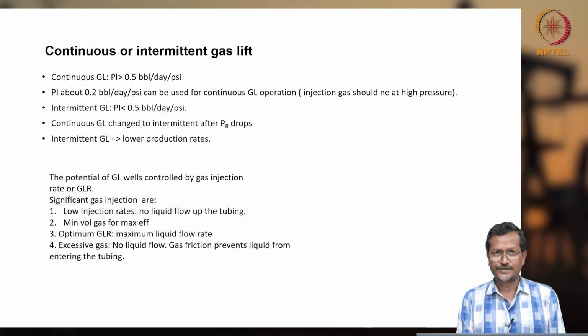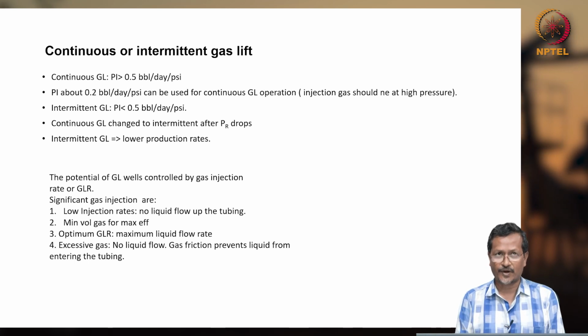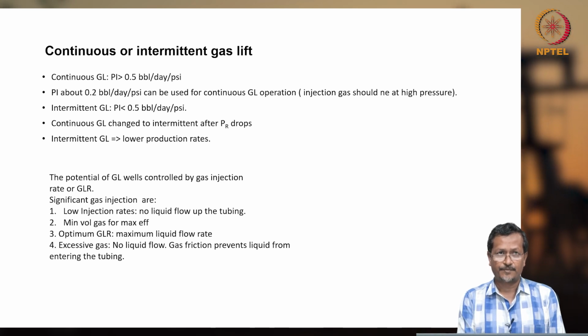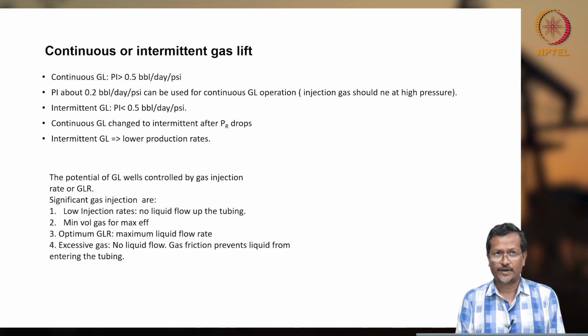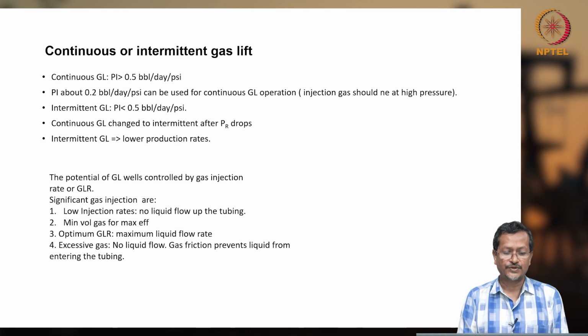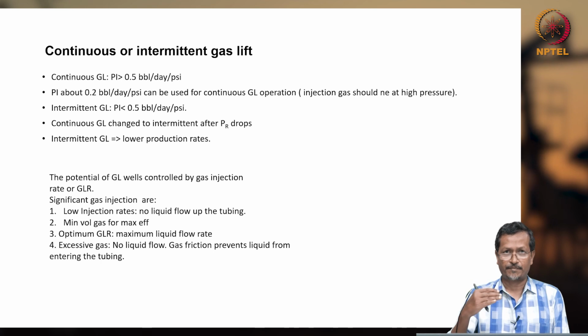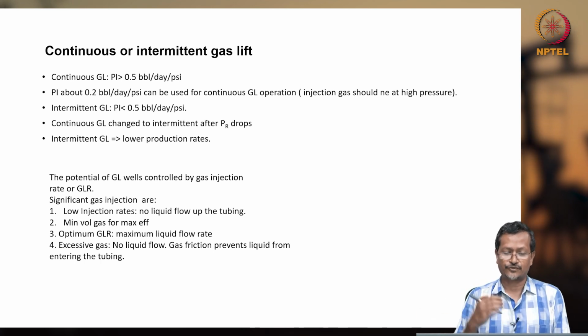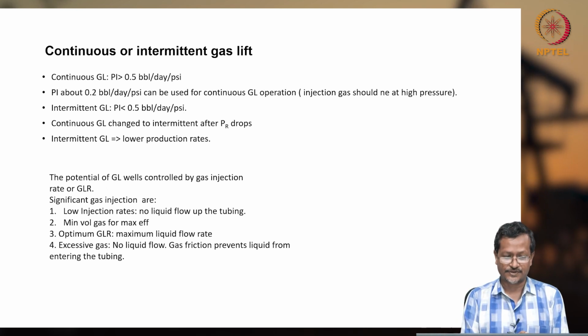Every time you are saying continuous and intermittent gas lift. Continuous gas lift normally will be used when productivity index is more than 0.5 barrel per day per psi. Productivity index up to 0.2 also can be possible, but in that case normally people will be using intermittent gas lift when productivity is less than 0.5. Continuous gas lift changes to intermittent gas lift after further dropping of reservoir pressure. When reservoir pressure is dropping, actually PI will be dropping, so at that time you can change to intermittent gas lift system.